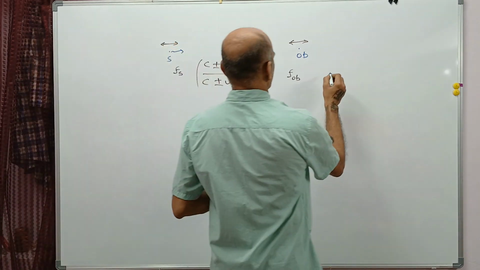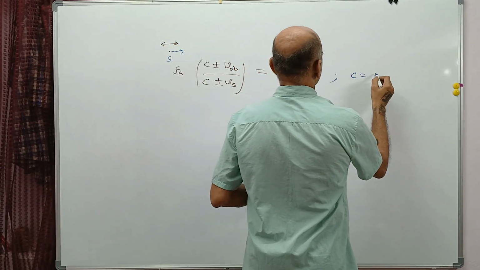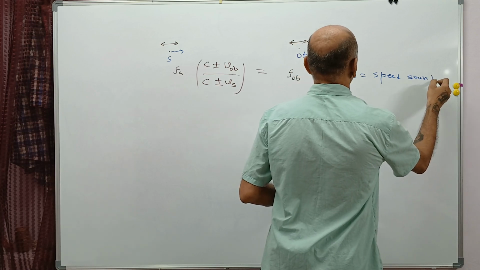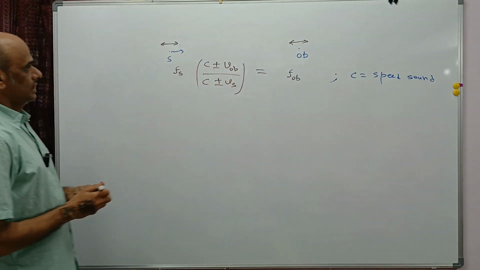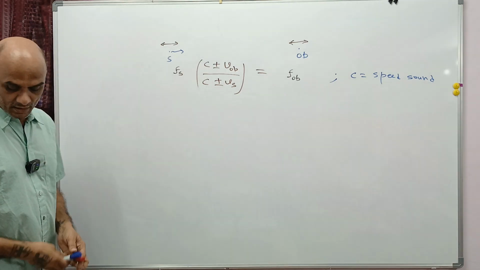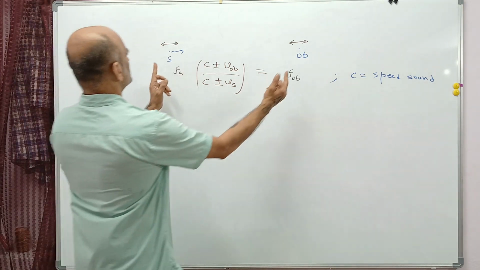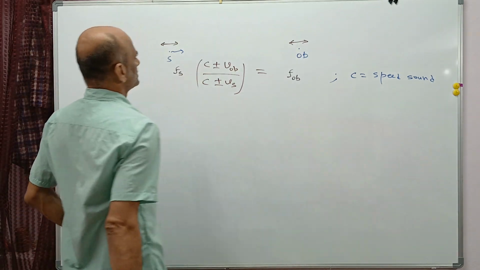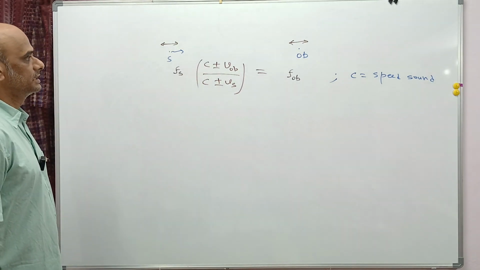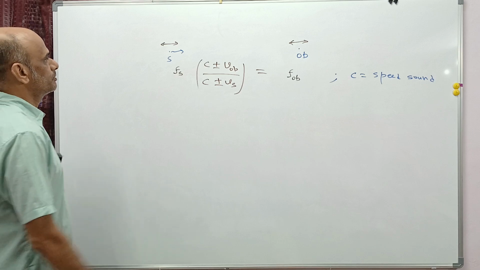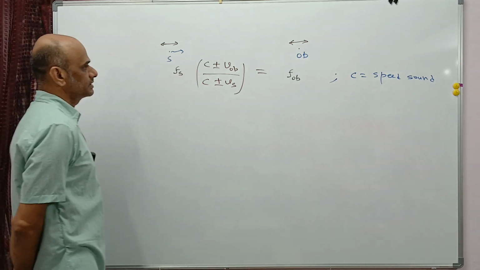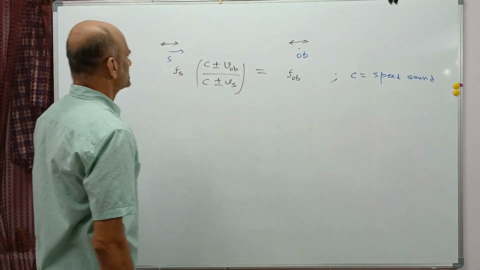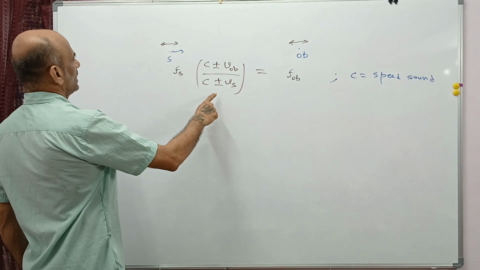C is the speed of sound in the medium, and the plus or minus sign can be decided based on whether the distance between the observer and source is decreasing, in which case the observed frequency will increase, or if they are moving away, then the observed frequency will decrease. So to increase the observed frequency, you have to put plus sign in the numerator and minus sign in the denominator, because if the denominator is small, then observed frequency will increase. To decrease the frequency, you have to put minus sign in the numerator and plus sign in the denominator.